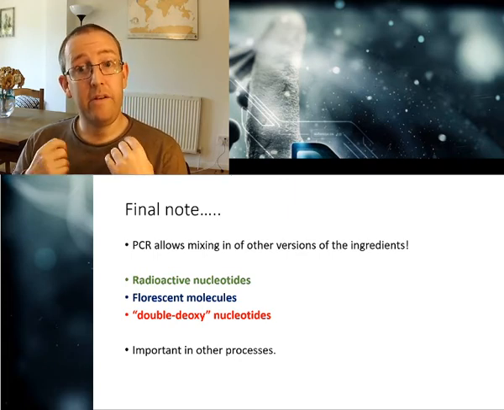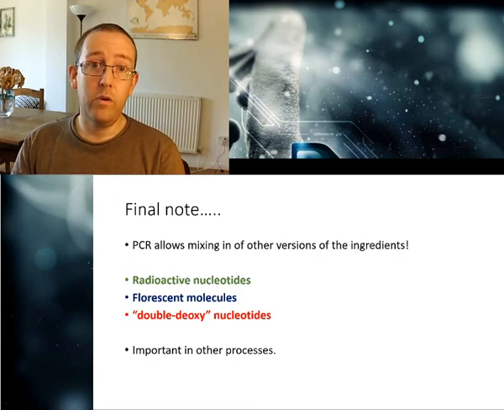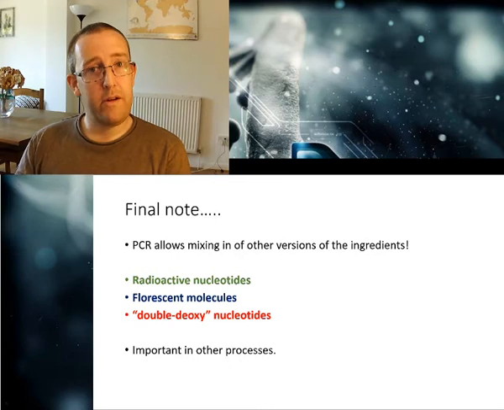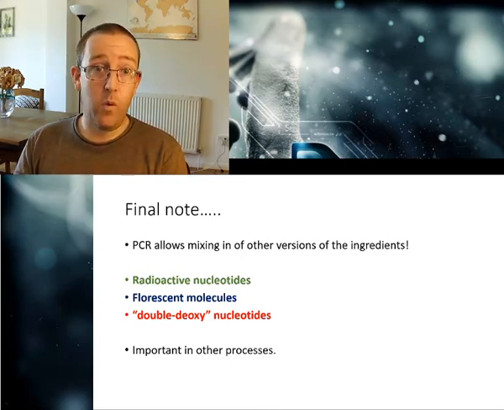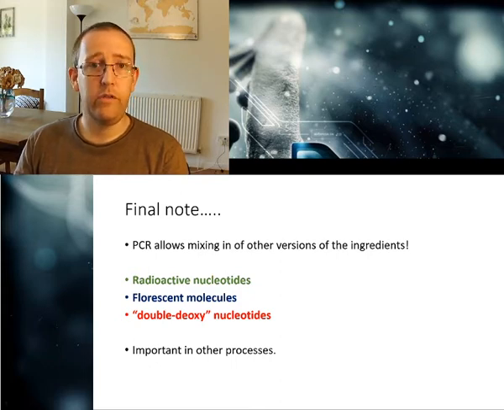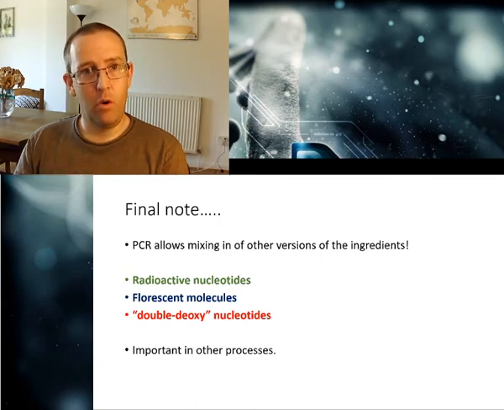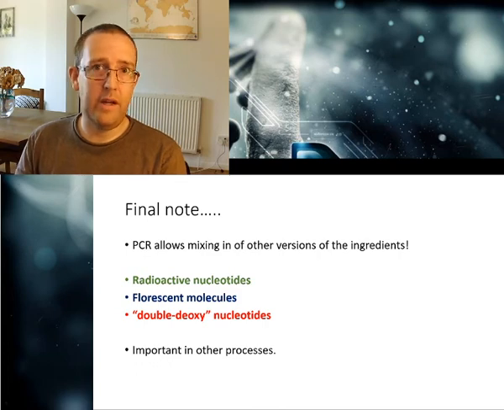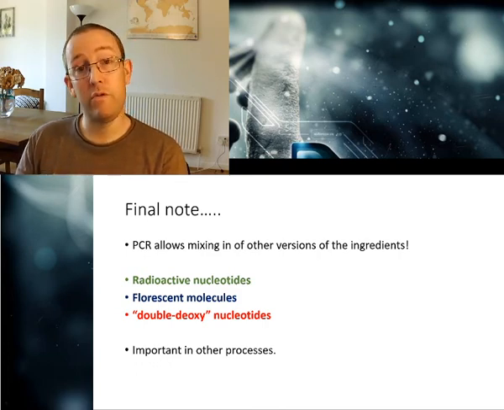So it allows mixing in other versions of ingredients. If you want to be able to detect your DNA afterwards, you can put in radioactive or fluorescent molecules, and that is one very quick and easy method of doing diagnosis. It's one of the ones being used for detecting coronavirus: if that particular strand you're looking for is there and you start to manufacture these new molecules, they glow or they develop a photographic film because they're radioactive. So that's using those as a marker.